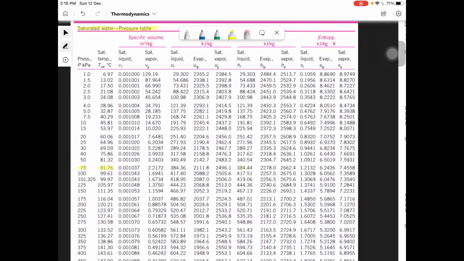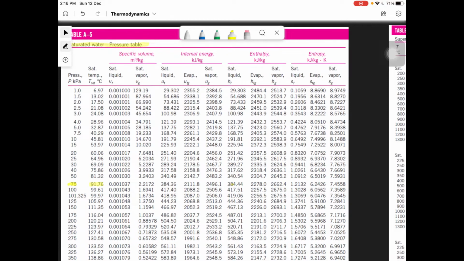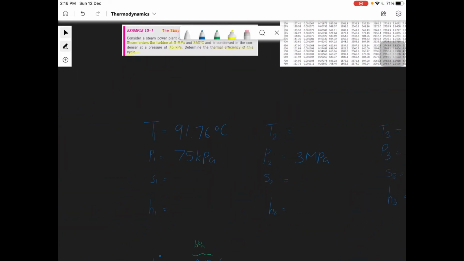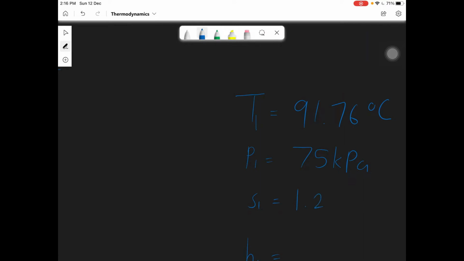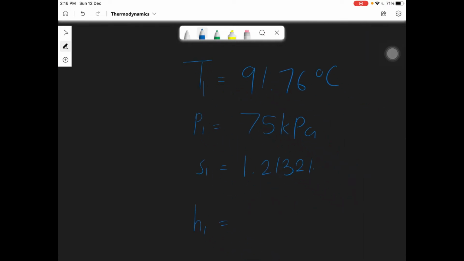Table A5, at 75 kilopascal, we can find our HF and also our SF. 384.44 kilojoule per kilogram, and our SF will be 1.2132. So let's write it down. Kilojoule per kilogram Kelvin. H1 is 384.44 kilojoule per kilogram.